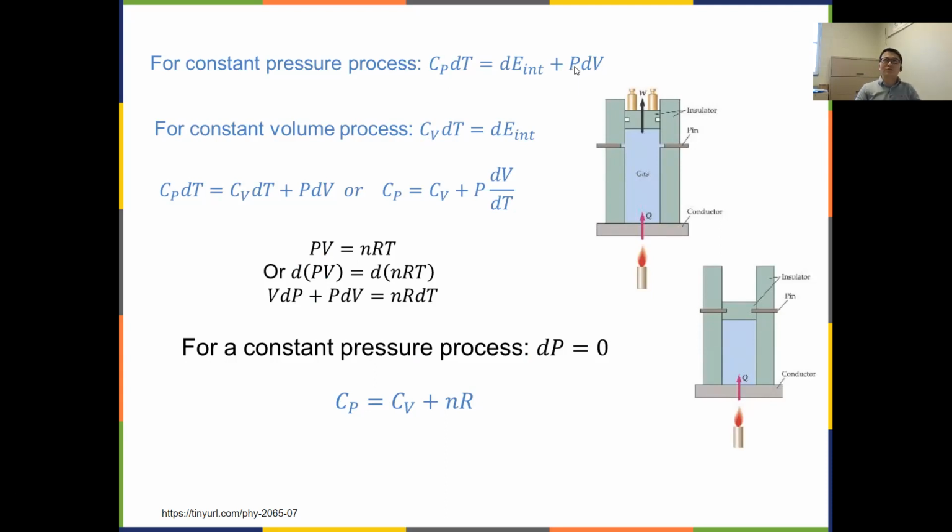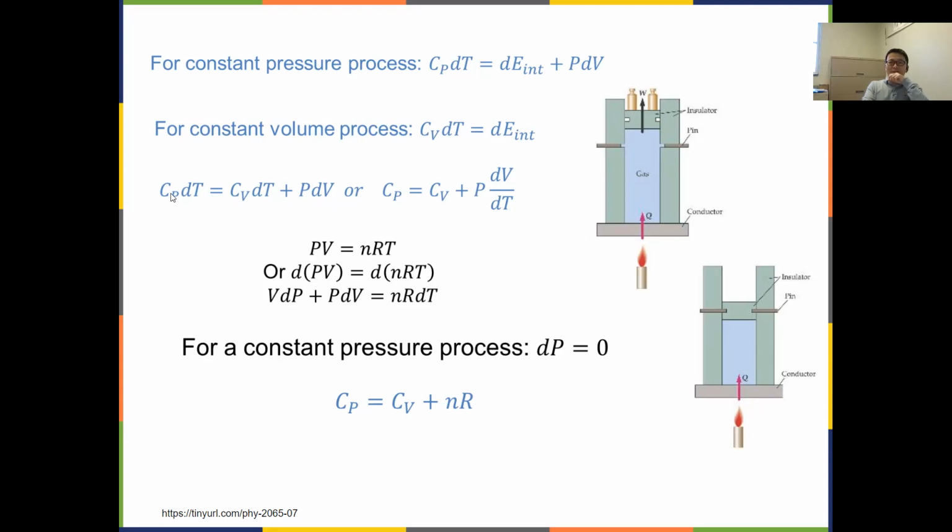This uses the differential form of the first law of thermodynamics, which says the derivative of E equals the derivative of Q minus the derivative of W. For a constant volume process, you have this term. For a constant pressure process, you have P dV on the right-hand side. For constant volume, P dV goes to 0 because constant volume means dV equals 0. So then this Cv dT is equal to dE internal. So Cp dT equals Cv dT plus P dV.